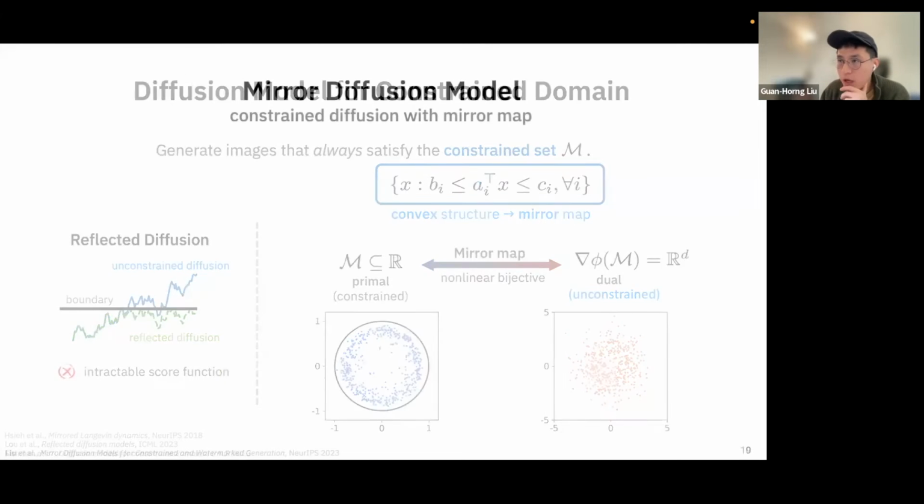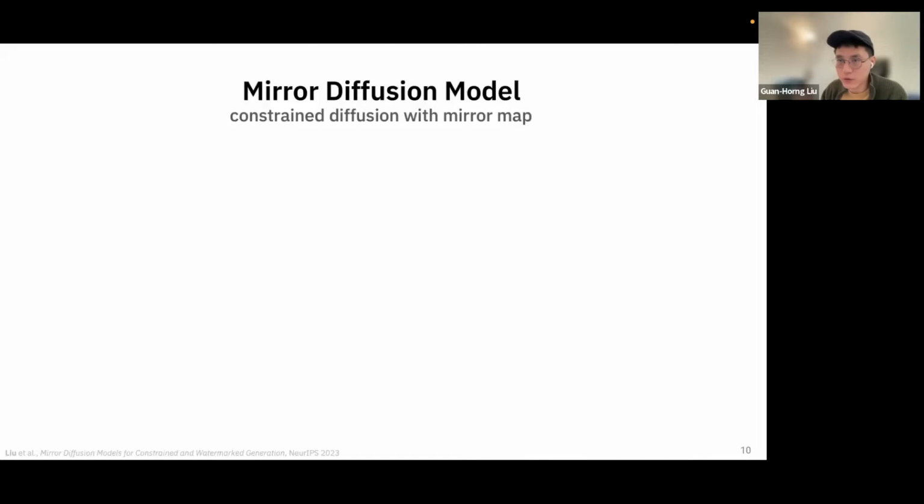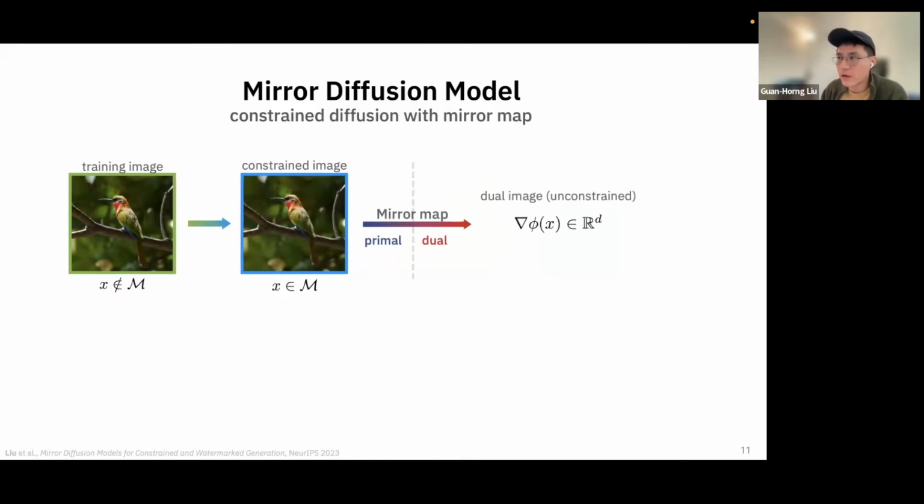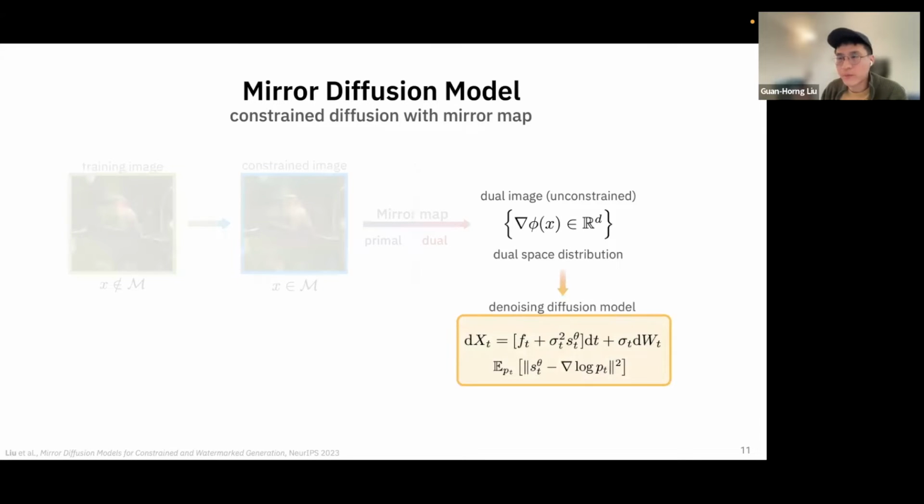Okay, so combining what we have so far, we can design a training pipeline for mirror diffusion as follows. Given a training image, we first project the image to the constraint set so that it is watermarked. And then we apply the mirror map to get the dual image in an unconstrained Euclidean space. Notice that we use the gray dashed line to separate the primal and the dual spaces. We repeat the same procedure for all the training images, and then we get a dataset of dual images that represent the distribution in the dual space. And from this point forward, the remaining training is identical to a standard denoising diffusion model in Euclidean space. We apply the same reparameterization, the same score matching loss, and so on.